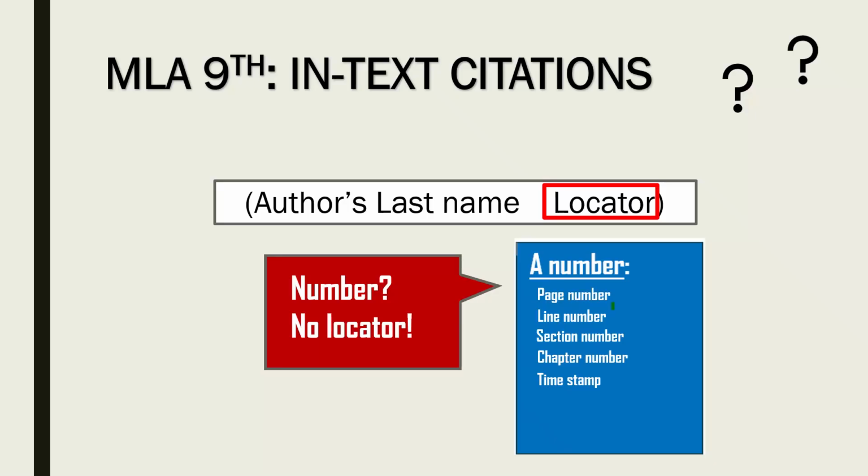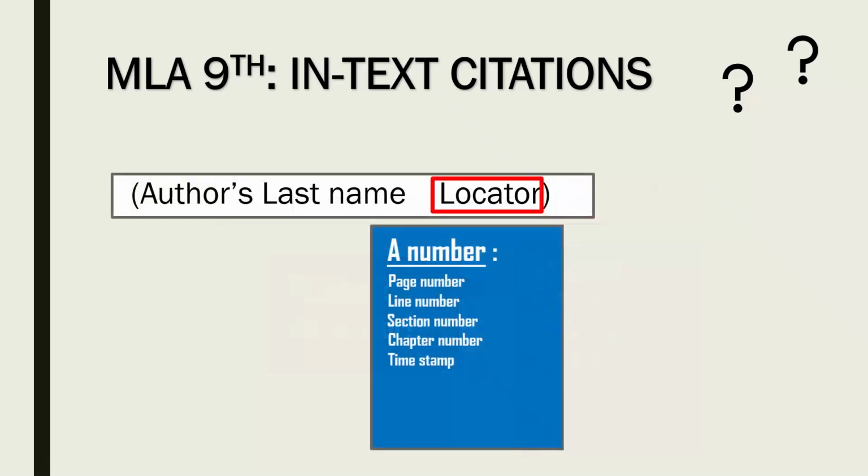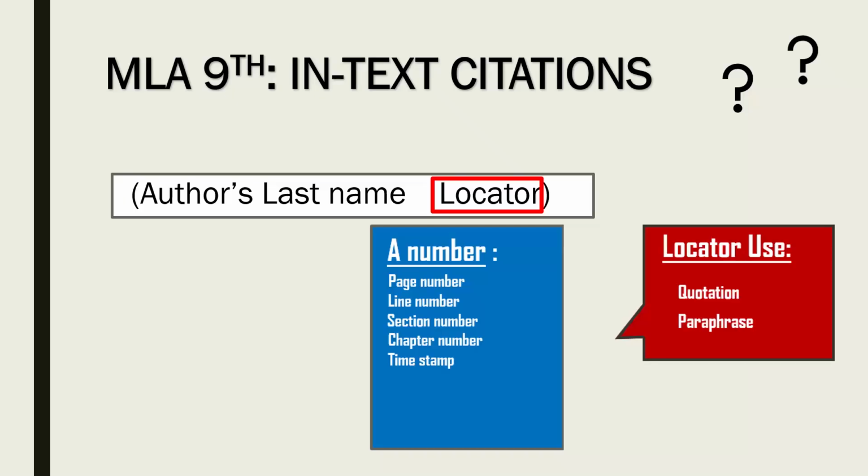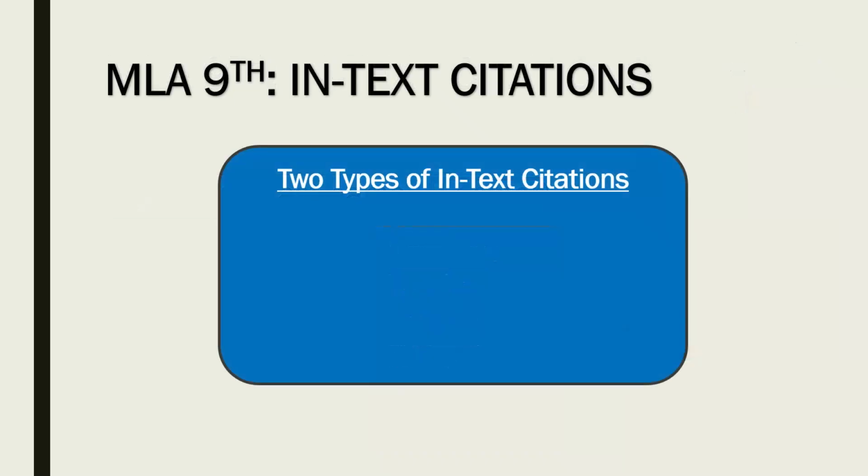The only time you use a locator is when you're either quoting something directly or paraphrasing a specific passage. Now, let's define the two types of in-text citations. There's the parenthetical citation and the narrative citation, also called the prose citation. So let's go through the process of an in-text citation.